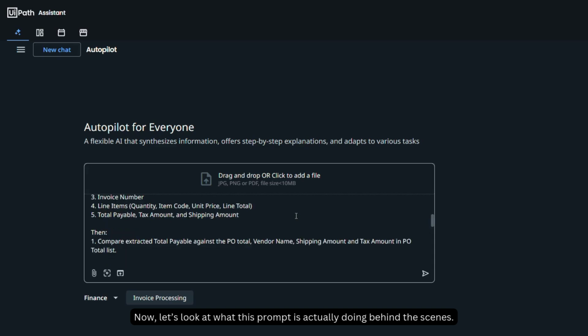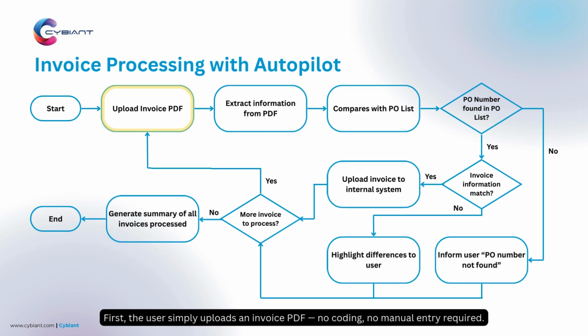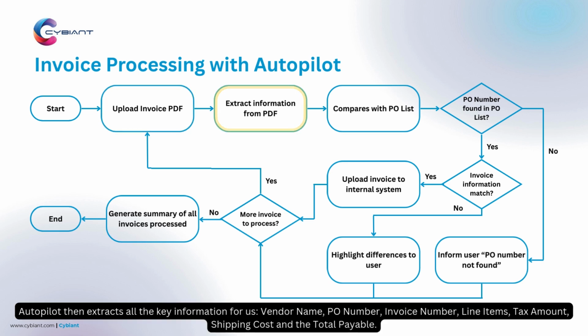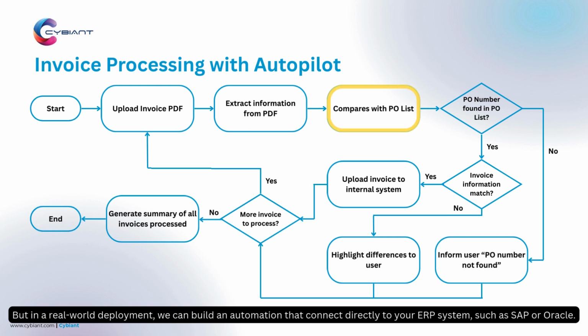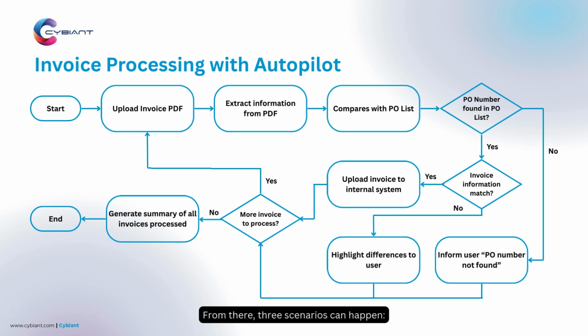Now, let's look at what this prompt is actually doing behind the scenes. First, the user simply uploads an invoice PDF, no coding, no manual entry required. Autopilot then extracts all the key information for us: vendor name, PO number, invoice number, line items, tax amount, shipping cost, and the total payable. Next, Autopilot compares this against the PO list. For today's demo, that PO list is an Excel file. But in a real-world deployment, we can build an automation that connects directly to your ERP system, such as SAP or Oracle. From there, 3 scenarios can happen.